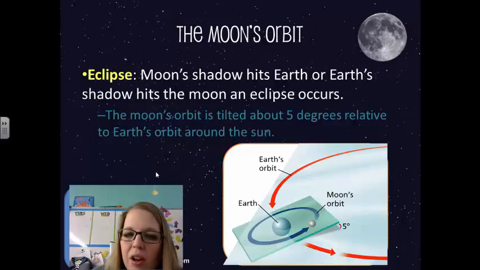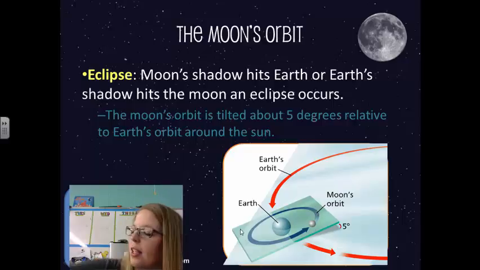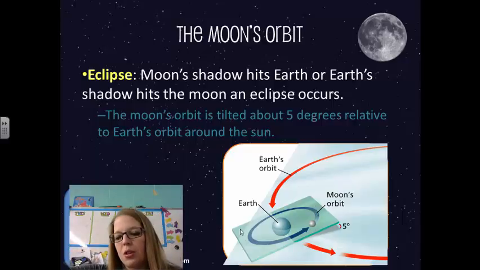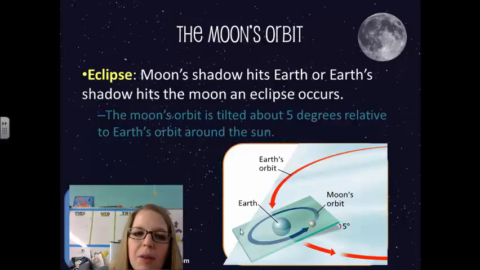This does not occur every month because the orbit of the moon is tilted 5 degrees. If you look at this little thing here, it's like a CD. It's tilted a little bit from the Earth's orbit around the sun. So we don't have one monthly, but we do have them a couple times a year.